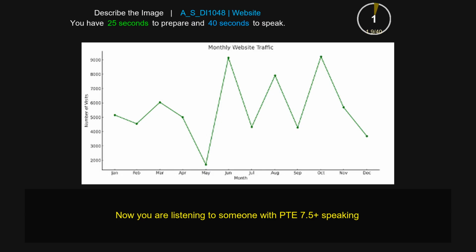The given line graph gives information about the monthly website traffic from the month of January to the month of December, which is shown in the x-axis, whereas the number of visits is shown in the y-axis. The maximum visits were in the month of June and November, which was about 9,000, whereas the least visits were in the month of May, which was 2,000. Another important number on the chart is for the month of August, which comes at around 8,000. Overall, the picture gives information about the monthly website traffic, which was minimum in the month of May and maximum in the month of June and October.